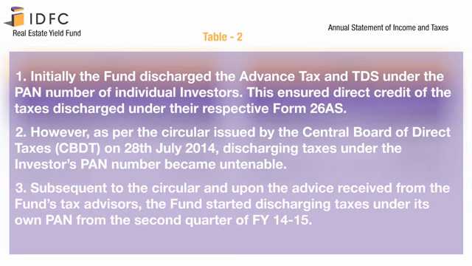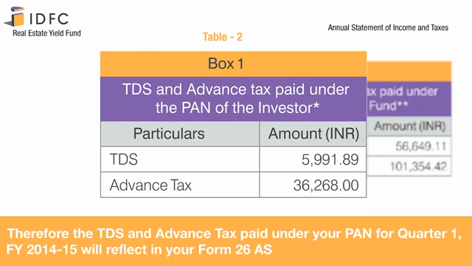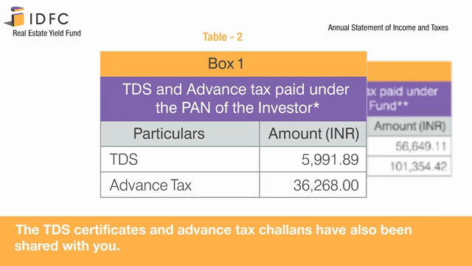In view of this circular, and upon the advice received from the fund's tax advisors, the fund started discharging taxes under its own PAN from the second quarter of financial year 14-15 onwards. Therefore, as you can see, the box 1 in this table shows the TDS and advance tax paid under the PAN of the investor for quarter 1, financial year 2014-15. These figures will also reflect in your Form 26AS. The TDS certificates and advance tax challans have also been shared with you.